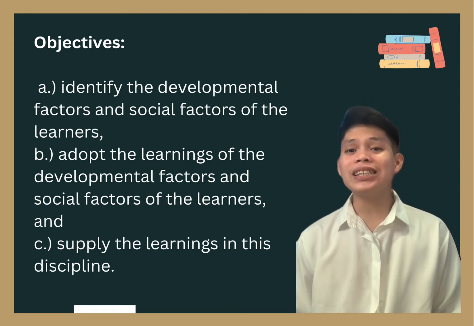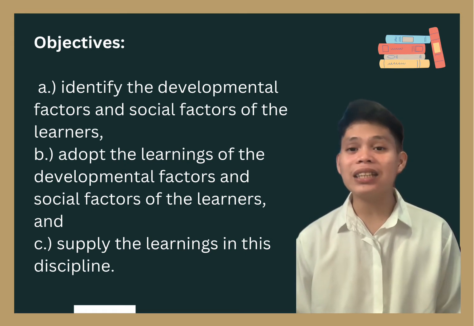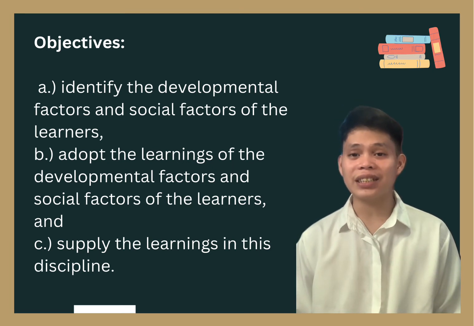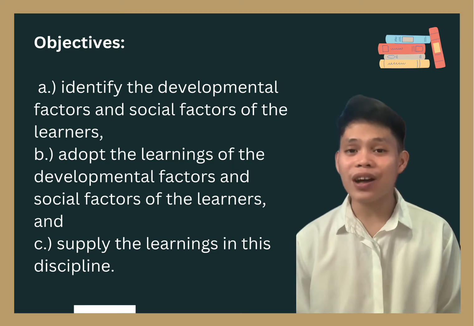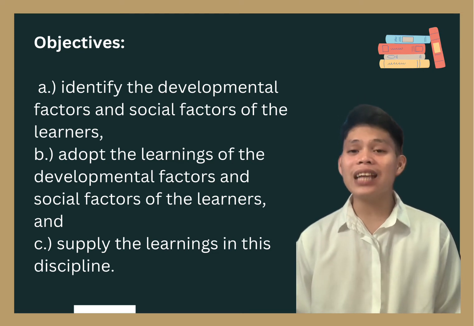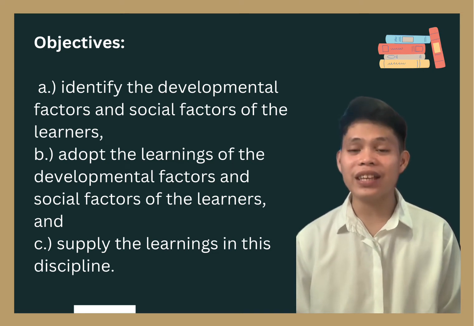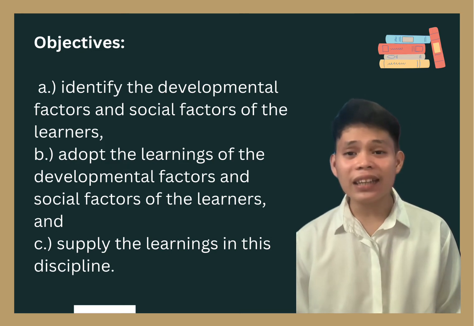So the first one is to identify the developmental and social factors of the learners. Second is to adapt the learnings of the developmental and social factors of the learners. And the last one is to supply the learnings in this discipline. So what exactly are developmental and social factors?